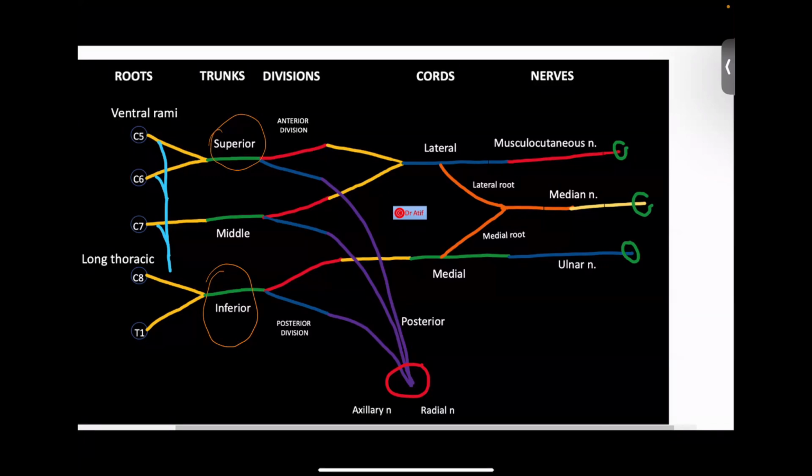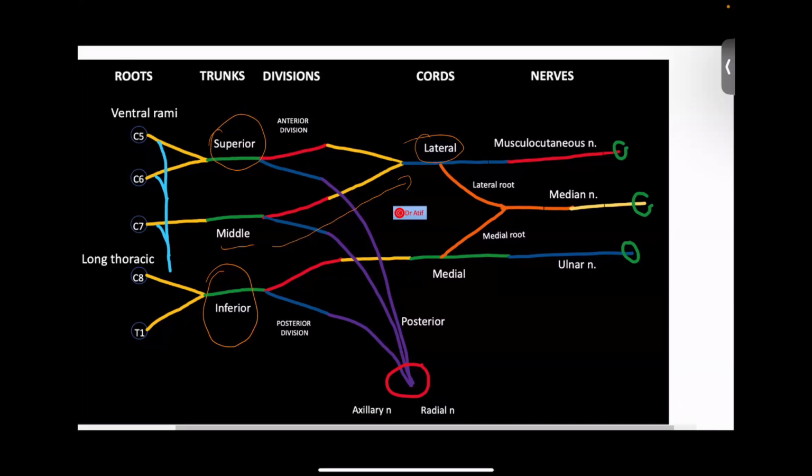Lateral is formed by superior, and also the addition of middle trunk. Okay, so middle joins together to form the lateral cord. Okay, and inferior is just by itself. Inferior just forms the medial cord. And one more. Now the lateral and medial cords join together to give you the median nerve. Lateral cord gives a branch, which is the lateral root. Medial cord gives a branch, which is the medial root, and these two join together to form the median nerve.